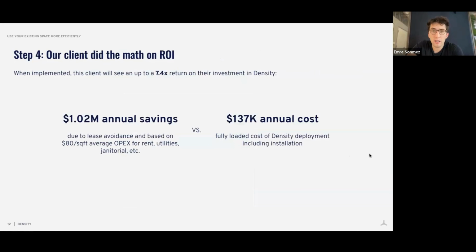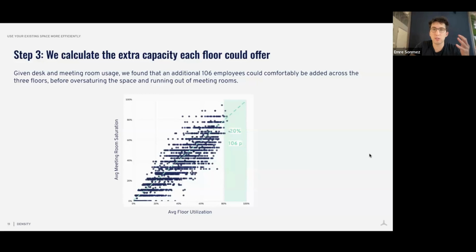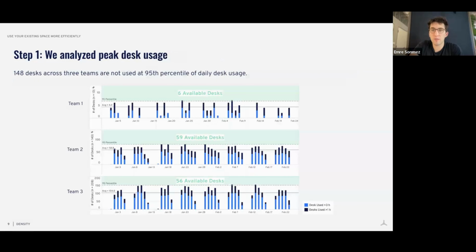So the return on this is being able to say we can load at least 106 more folks onto a floor without running out of meeting room space. We could probably increase that even more if we're comfortable based off of the number of unused desks.